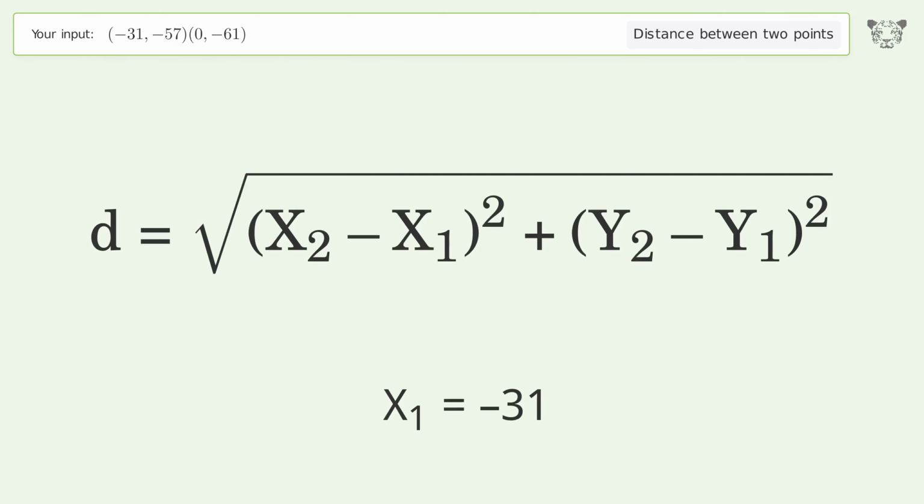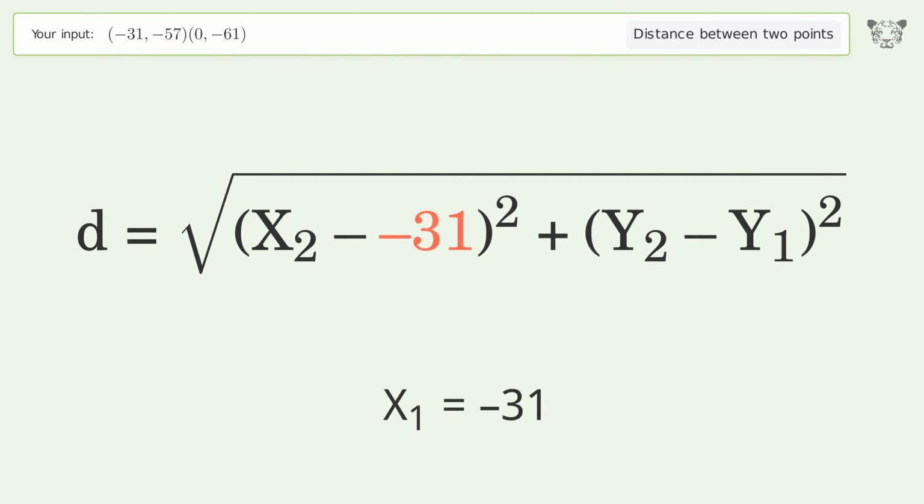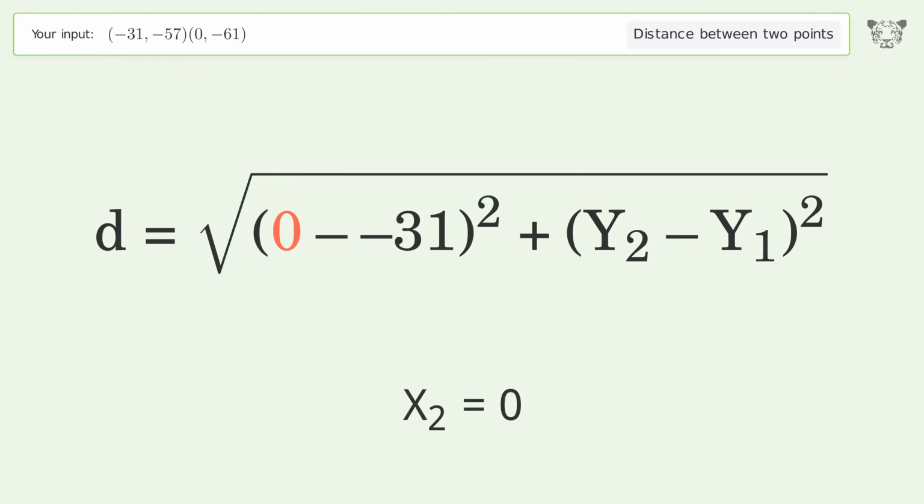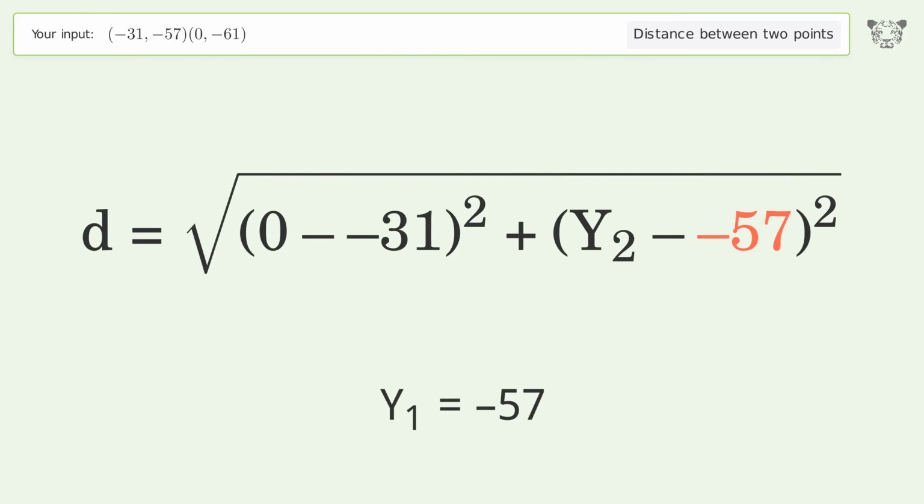x1 equals -31. x2 equals 0. y1 equals -57. y2 equals -61.